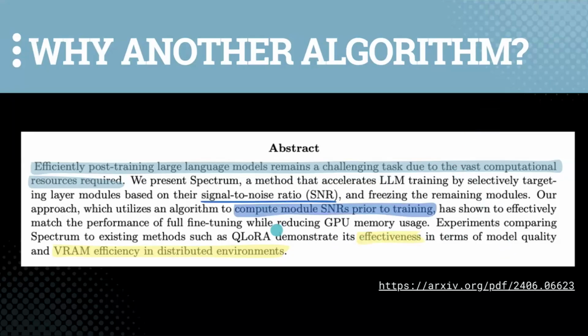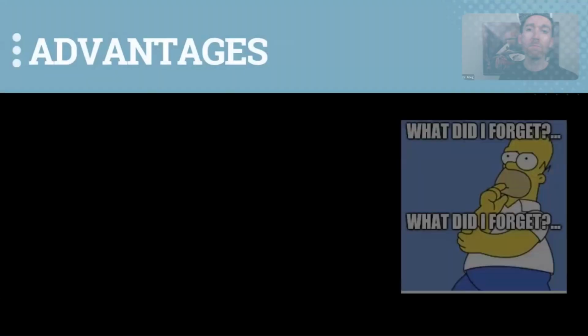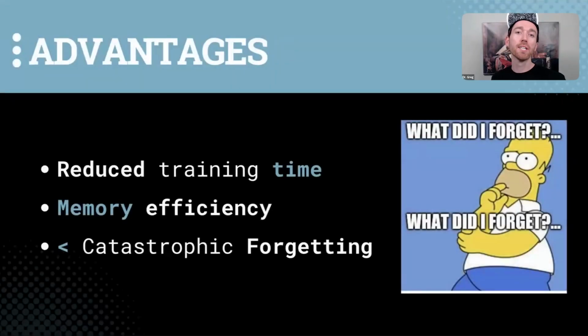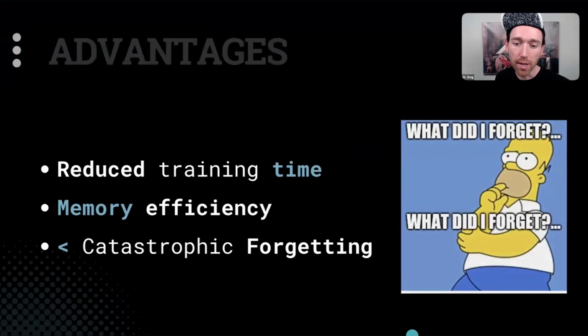This has a cool approach that I'll leave for you to read further. It's called the signal-to-noise ratio that they're looking at throughout the layers here. In the end, this is trying to reduce training time, be more memory efficient, and, as we hear with many things that people put out, reduce catastrophic forgetting. This could be said of merging as well.